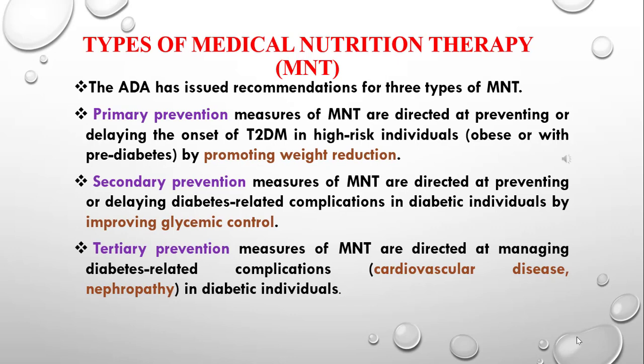Now, types of medical nutrition therapy. The American Diabetes Association has issued recommendations for three types of medical nutrition therapy. First one is primary prevention. Primary prevention measures of medical nutrition therapy are directed at preventing or delaying the onset of type 2 diabetes in high-risk individuals that are obese or have prediabetes by promoting their weight reduction.